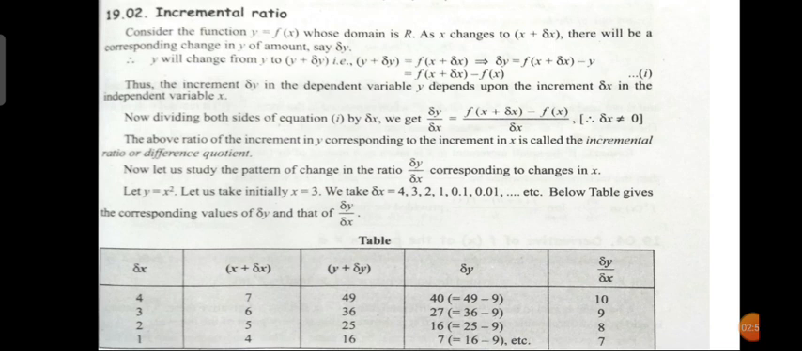That is also called the incremental ratio or difference coefficient: delta y by delta x equals f of x plus delta x minus f of x, by delta x. That ratio is the incremental ratio.